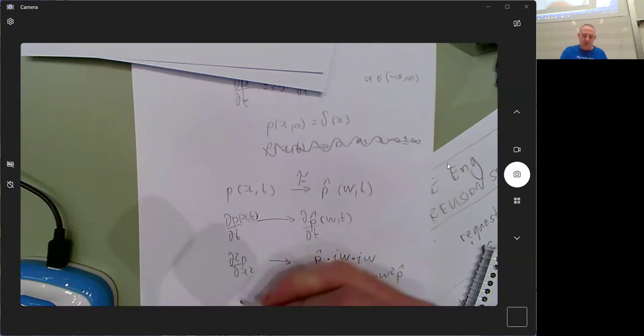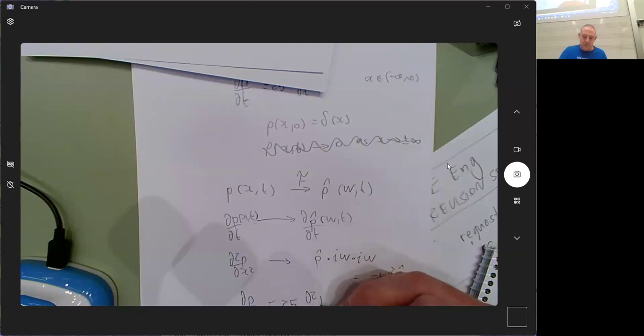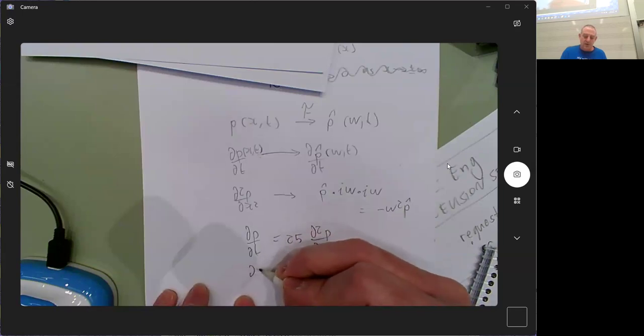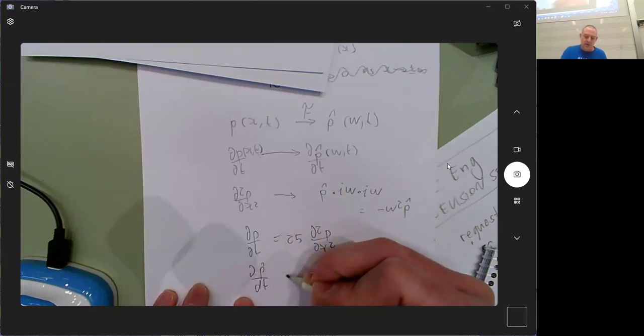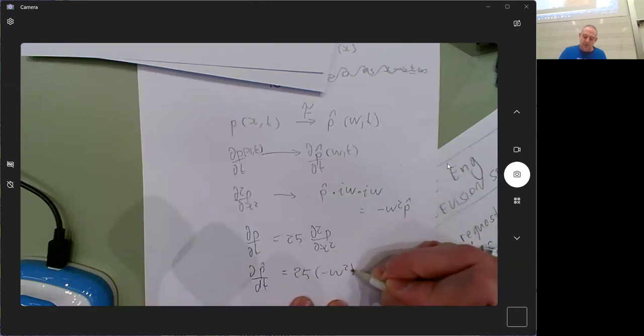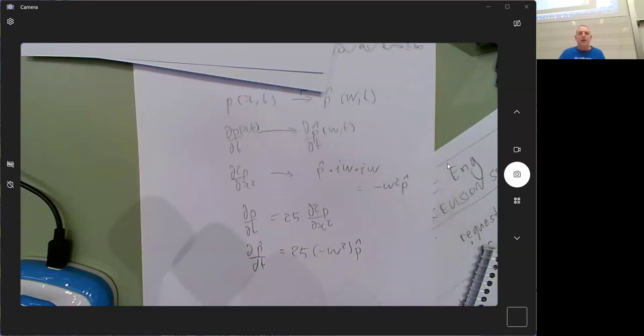Okay, and so in my differential equation the dp/dt becomes dp hat/dt, the 25 is still 25, and this becomes minus w squared p hat. And lo and behold, this is now a differential equation with one variable, not two. We used to have dp's, dt's and dx's, and now we just have dt's.